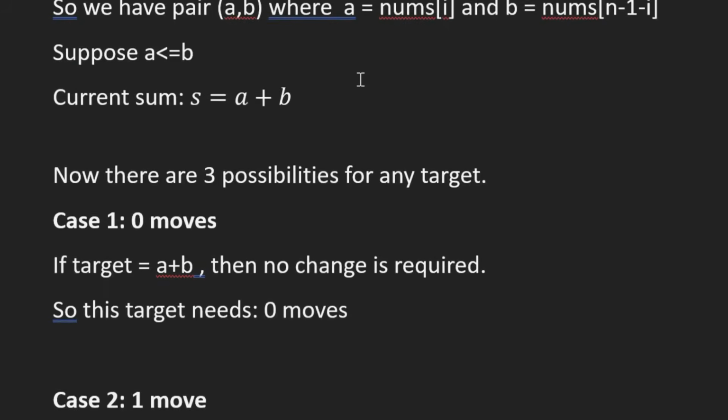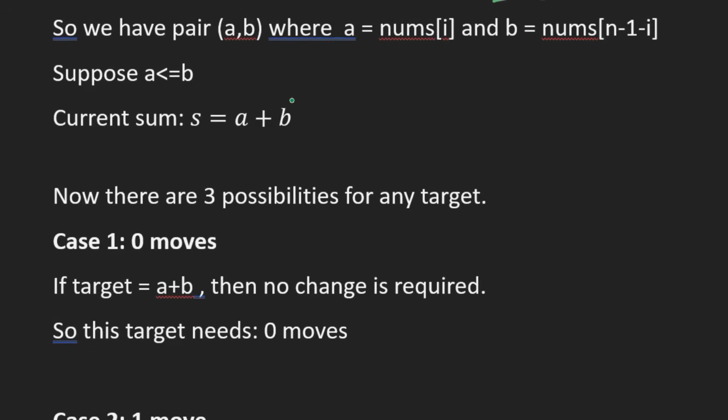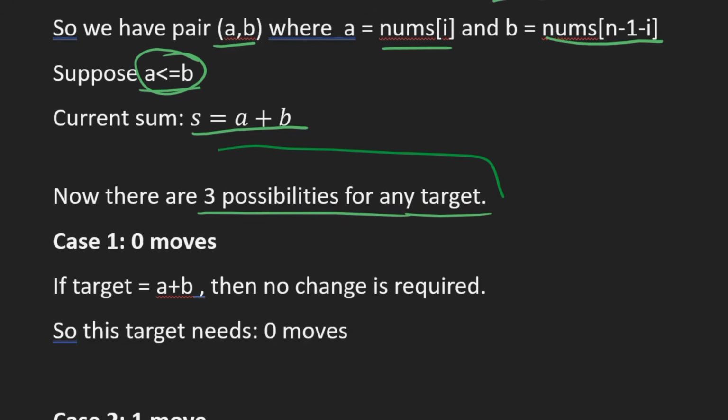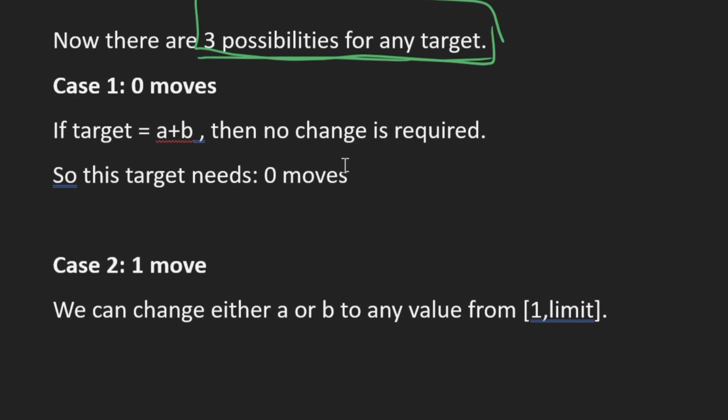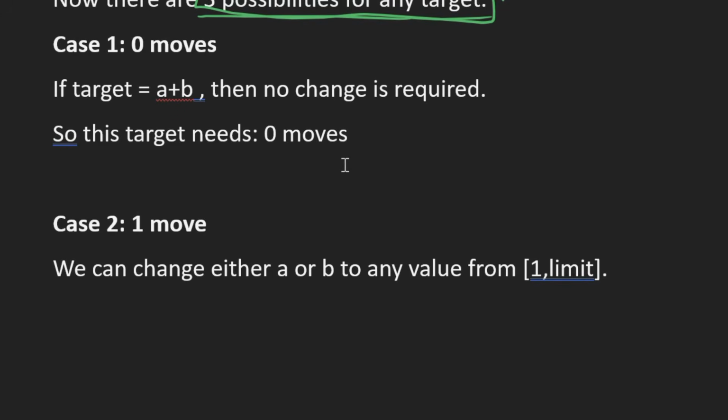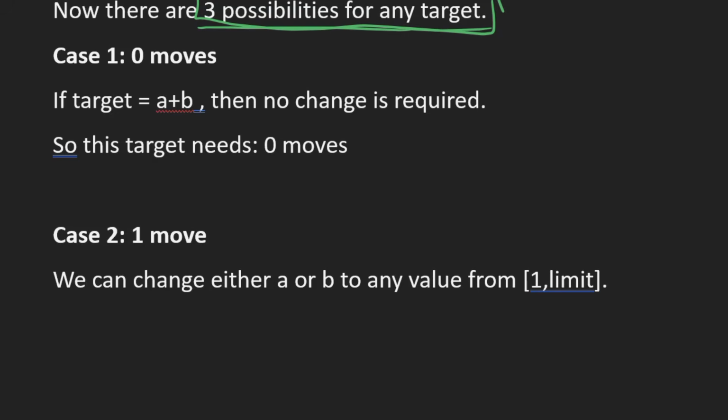So first, suppose we have a pair a comma b, where a is nums of i and b is nums of n minus i minus 1, right? And let's assume a is less than or equal to b, then the sum is a plus b. Now there are three possibilities for any target. So the first possibility is that we need zero moves to reach that target.